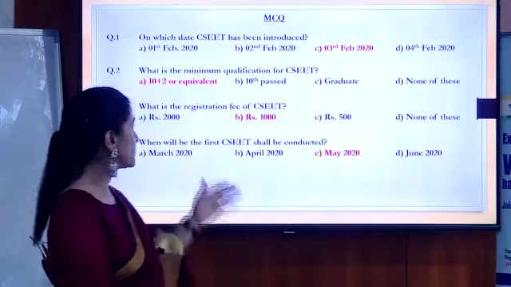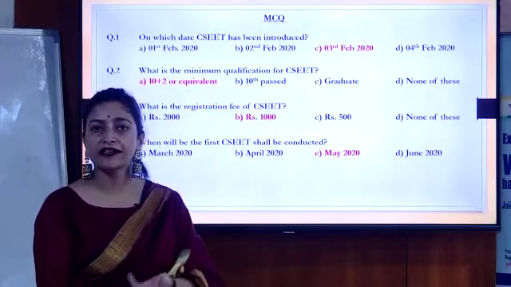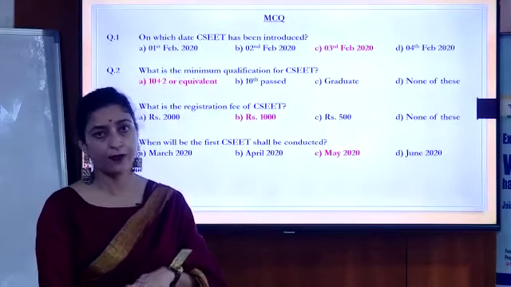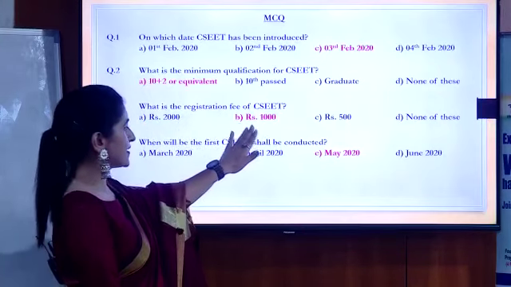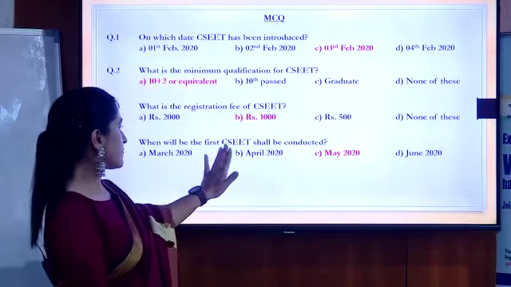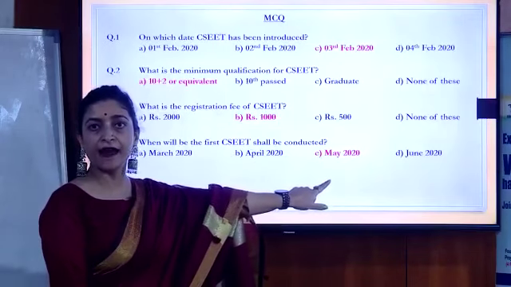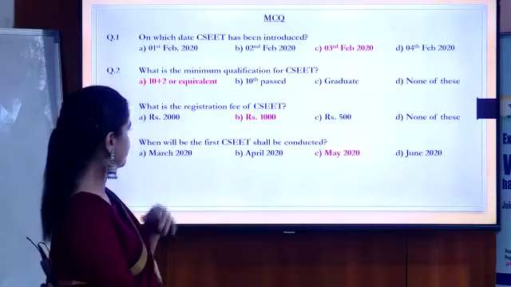The next question is, what is the minimum qualification for registering for CSET? As I told you, 10 plus 2 or equivalent is the minimum qualification. However, graduates and postgraduates can also register for CSET, but they are also required to pass the CSET examination. What is the registration fee for CSET? Rupees 1000 is the registration fee. When will the first CSET be conducted? It will be conducted in May 2020. This will be our first CSET examination.